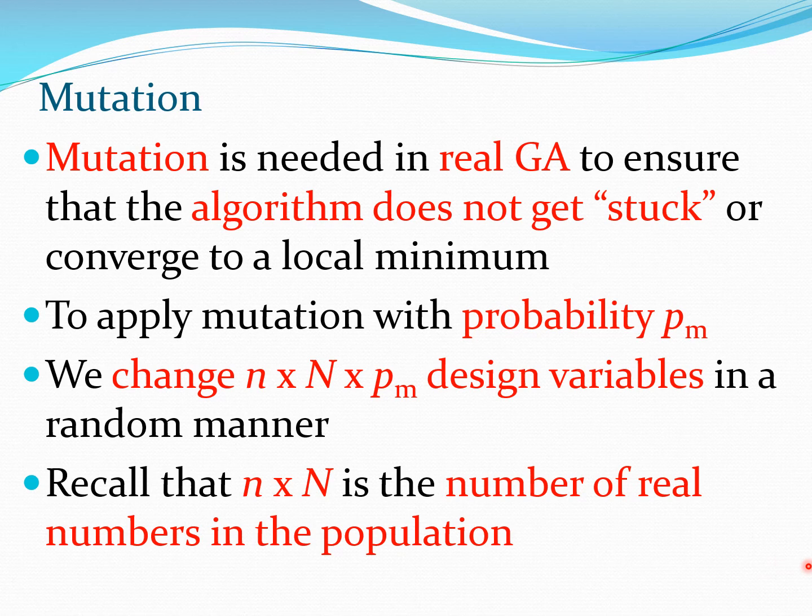Now we have to look at the next biologically inspired method by which we move around into the population. So again, like we discussed before, mutation is needed in real GA to ensure that the method does not get stuck or converge to a local minimum point. And we apply mutation with the probability P subscript M. So we need to change n into PM design variables in a random manner. So recall that small n into capital N is the total number of real numbers in the population, small n being the size of each design vector and capital N being the number of members in the population. So when you multiply this by the mutation probability, that gives you the number of design variables which need to be changed.